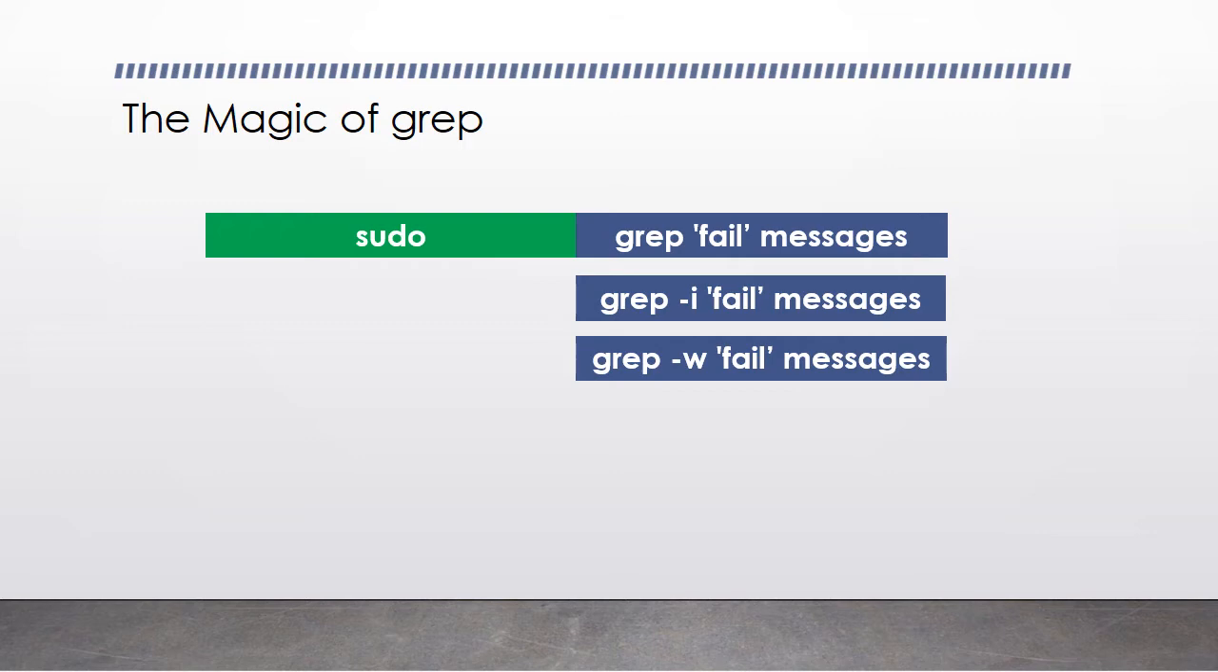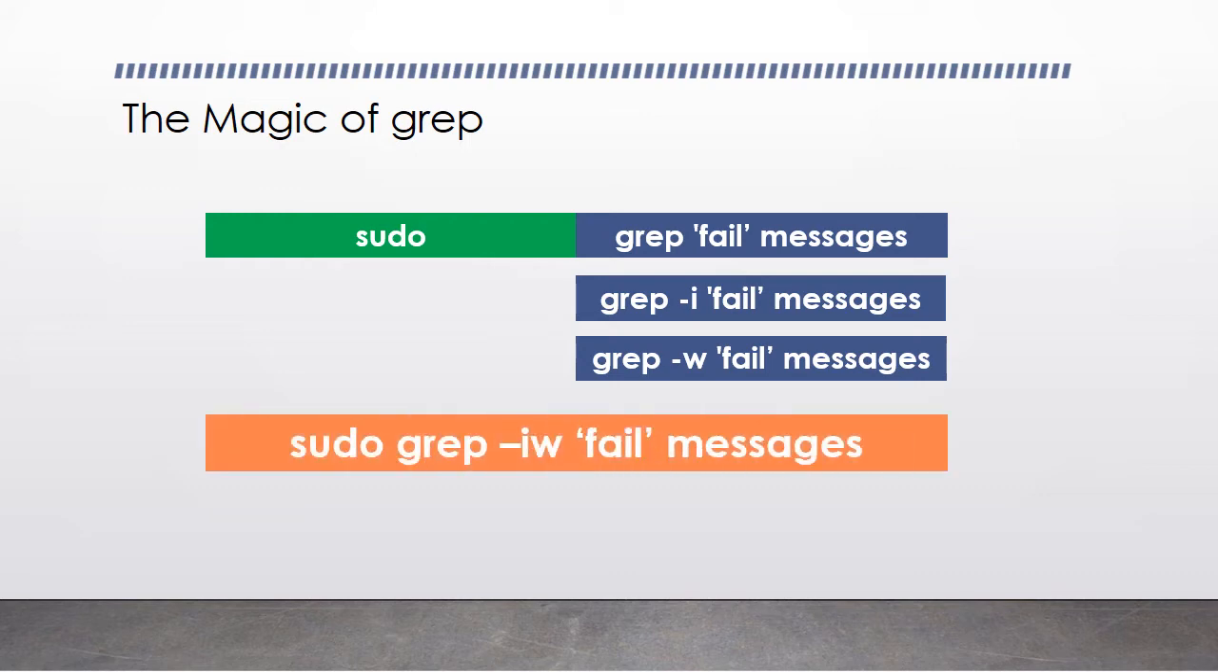Lastly, the most comprehensive way to search would be to use sudo grep -iw fail messages. This will catch any occurrence of the string fail in the messages file, no matter whether uppercase, lowercase, or as part of another string. In general, if you don't know exactly what you're looking for, start off with a more generic search that will probably show you too much, like this one. Then narrow things down until you find what you want.